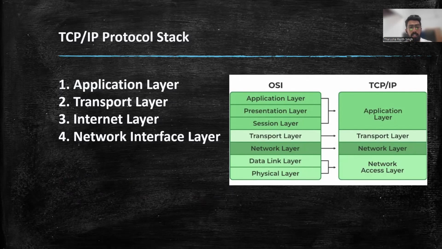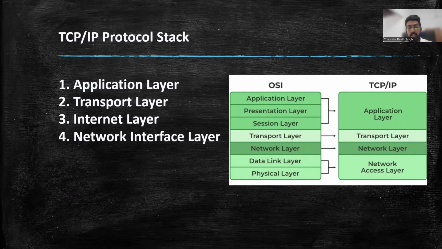Okay, the next layer is the internet layer. This layer corresponds to the OSI network layer and handles logical addressing and routing. The primary protocol here is IP, which assigns logical addresses to devices and routes data packets between networks.